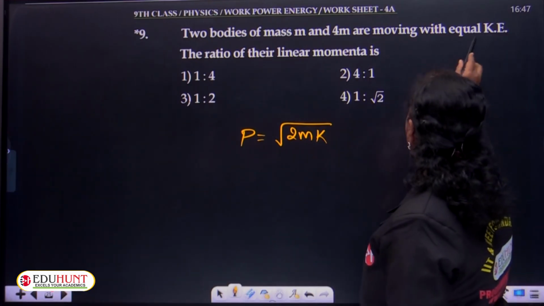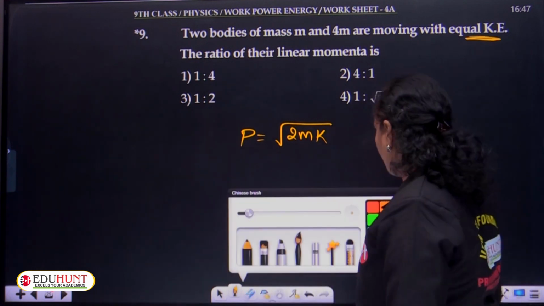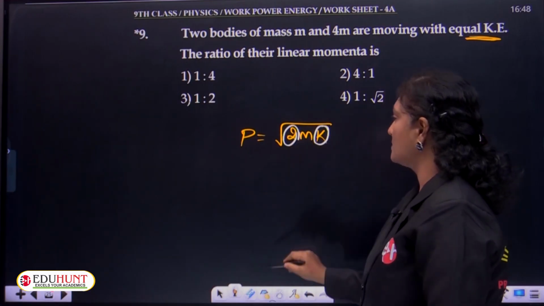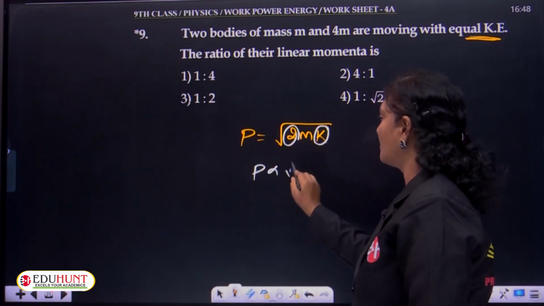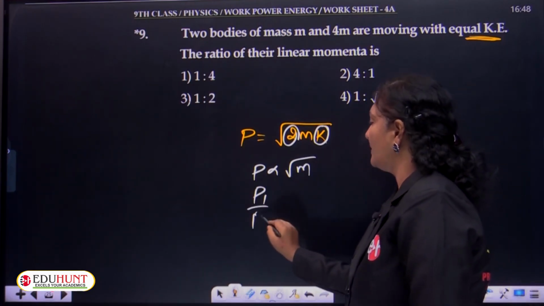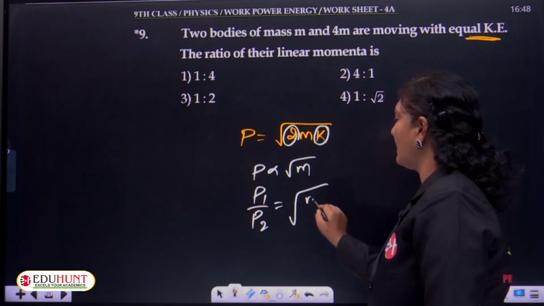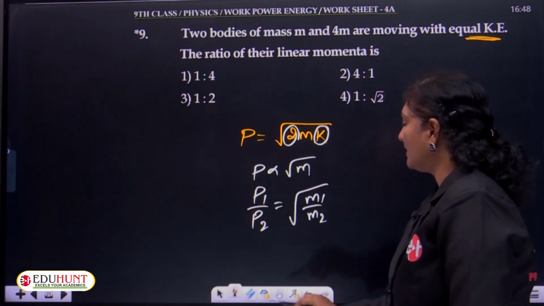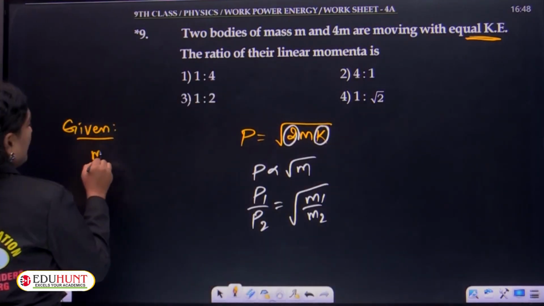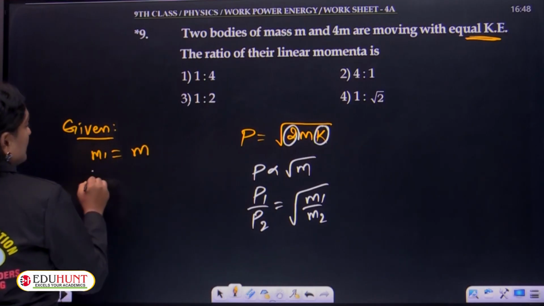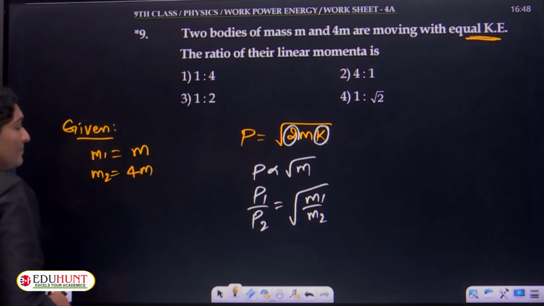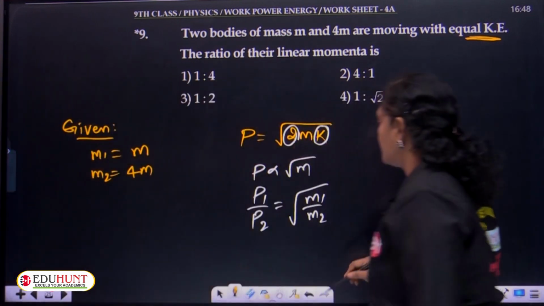So, you are asked to find the ratio of the linear momentum. Masses are different, moving with equal kinetic energies. So, here kinetic energy is constant and 2 is also constant. So, clearly we have P is proportional to root m. So, in order to compare this, P1 upon P2 can be given as root over M1 upon M2. But what is the given condition? The first body mass M1 equals M, and the second body mass is 4M. So, M1 is M and M2 is 4M.